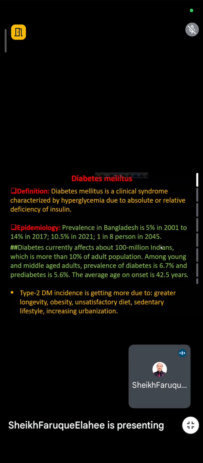Now, with this small portion of anatomy in our mind, we start discussing diabetes mellitus. Diabetes is of 2 types. One is called diabetes mellitus. Another is diabetes insipidus.